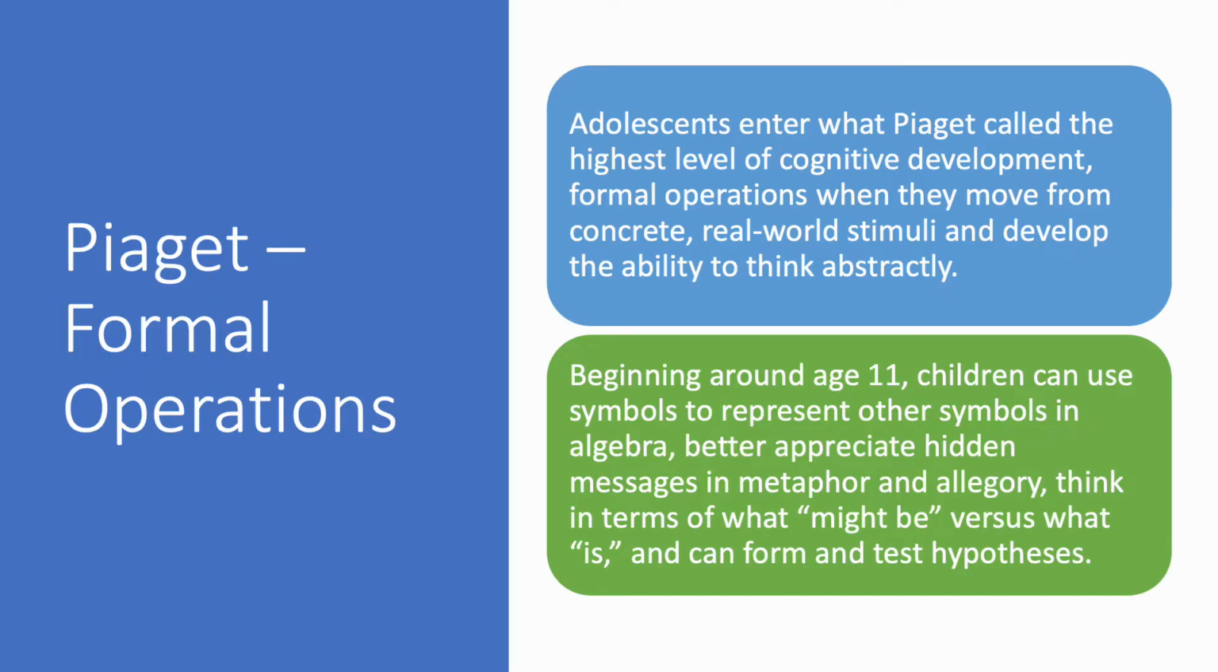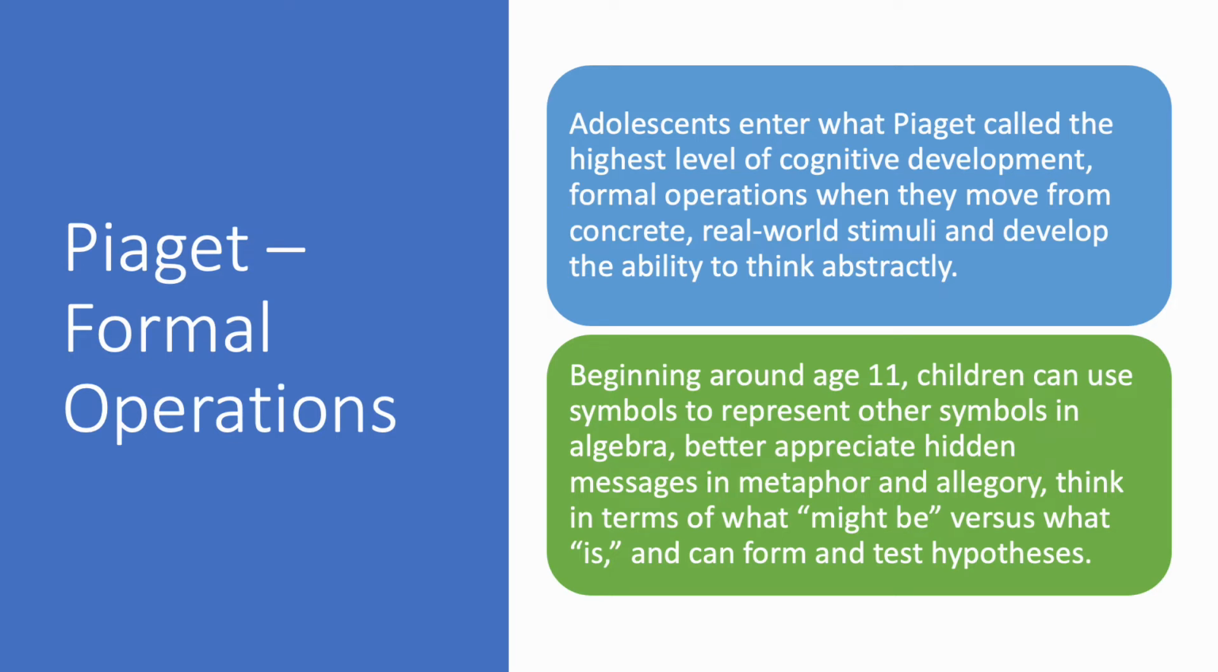Now we're going to shift and talk a little bit about Piaget. We already talked about Erikson. So let's cover a little bit of what you need to remember as far as Piaget's formal operations theory at this time. Adolescents enter what Piaget called the highest level of cognitive development, formal operations, when they move from concrete, real-world stimuli and develop the ability to think abstractly. This does not happen overnight.